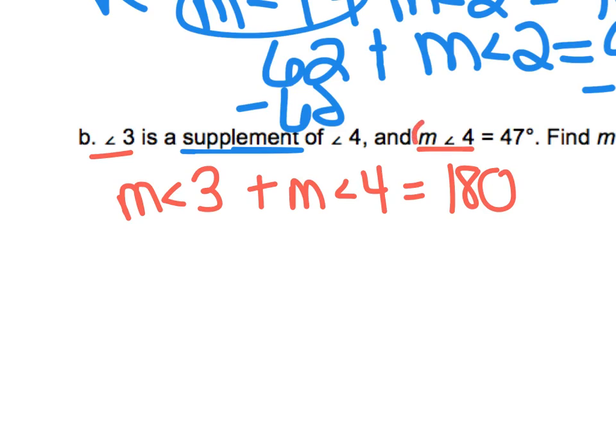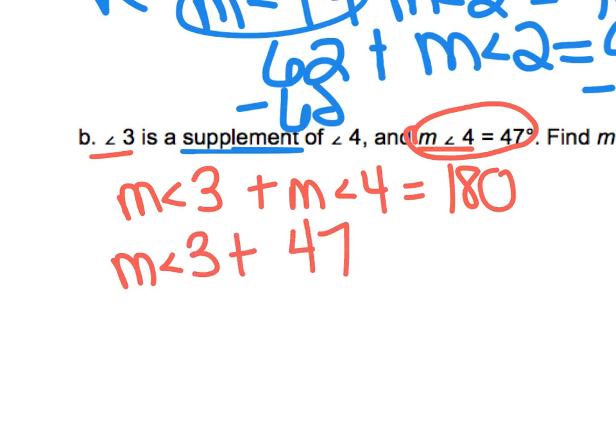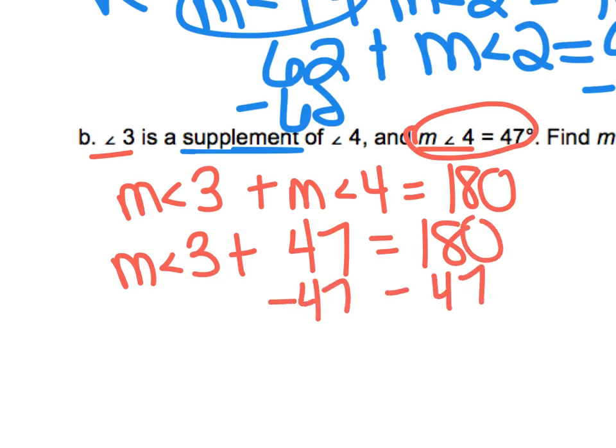I know the measure of angle 4 is 47 degrees, which means I can take out angle 4 and put 47 in its place. So I would have the measure of angle 3 plus 47 degrees equals 180. Now we can just subtract 47 from both sides and get that our measure of angle 3 equals 133 degrees.